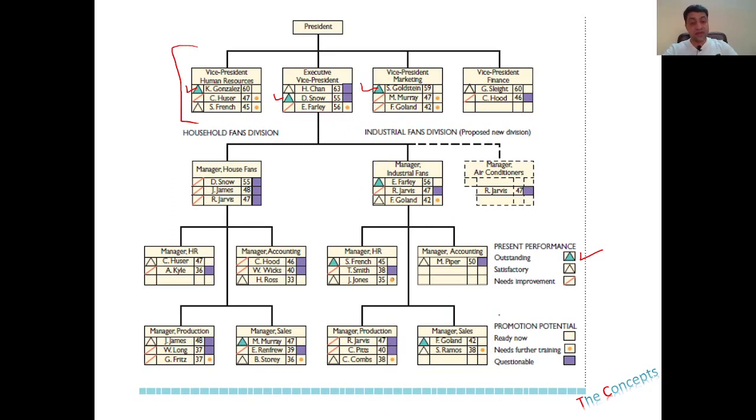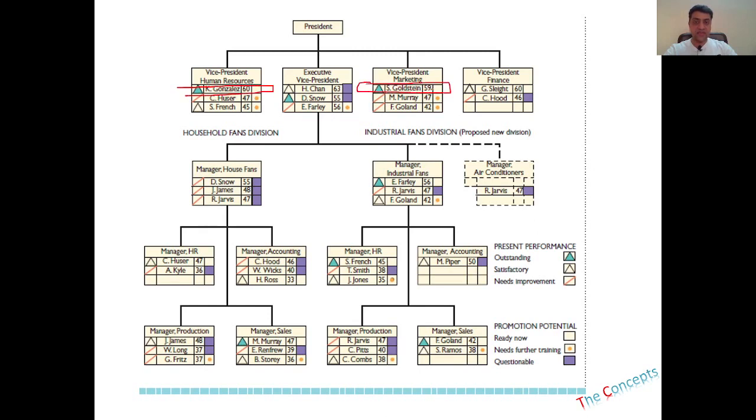Now let's also look at who is ready to be promoted to the next level. So we need to look at this sign. This sign is there with this person, and these two. But the problem is now we have to see which person has the ready now potential to be promoted and also has the outstanding performance. So we are down to these two people, this person and this person.